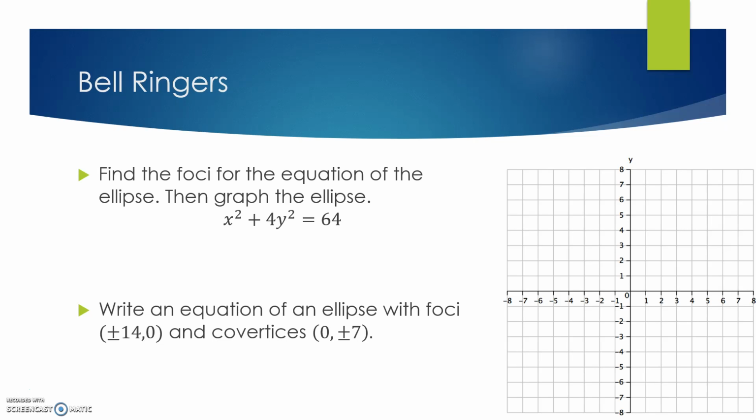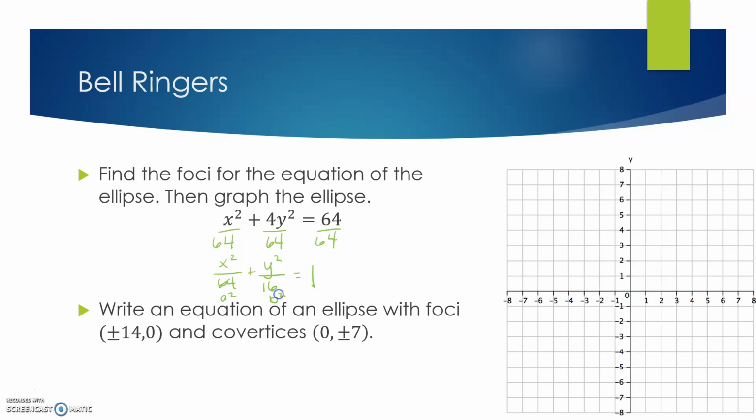Okay, so the first one says find the foci for the equation of the ellipse, then graph the ellipse. So what we're going to do is start off by getting this in standard form. So I have to divide by 64. And what I'm going to get is x squared over 64. When I simplify this, I'm going to get y squared over 16 equals 1.